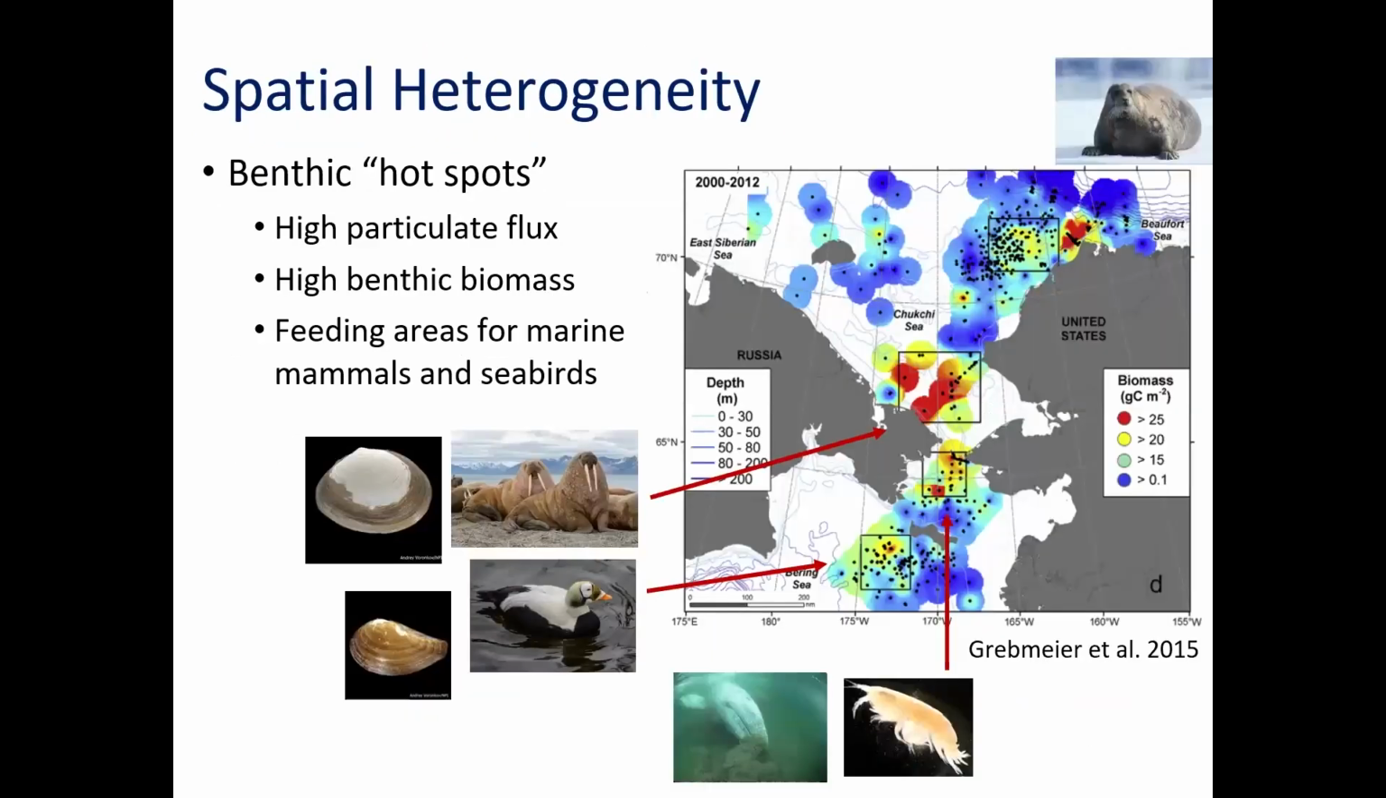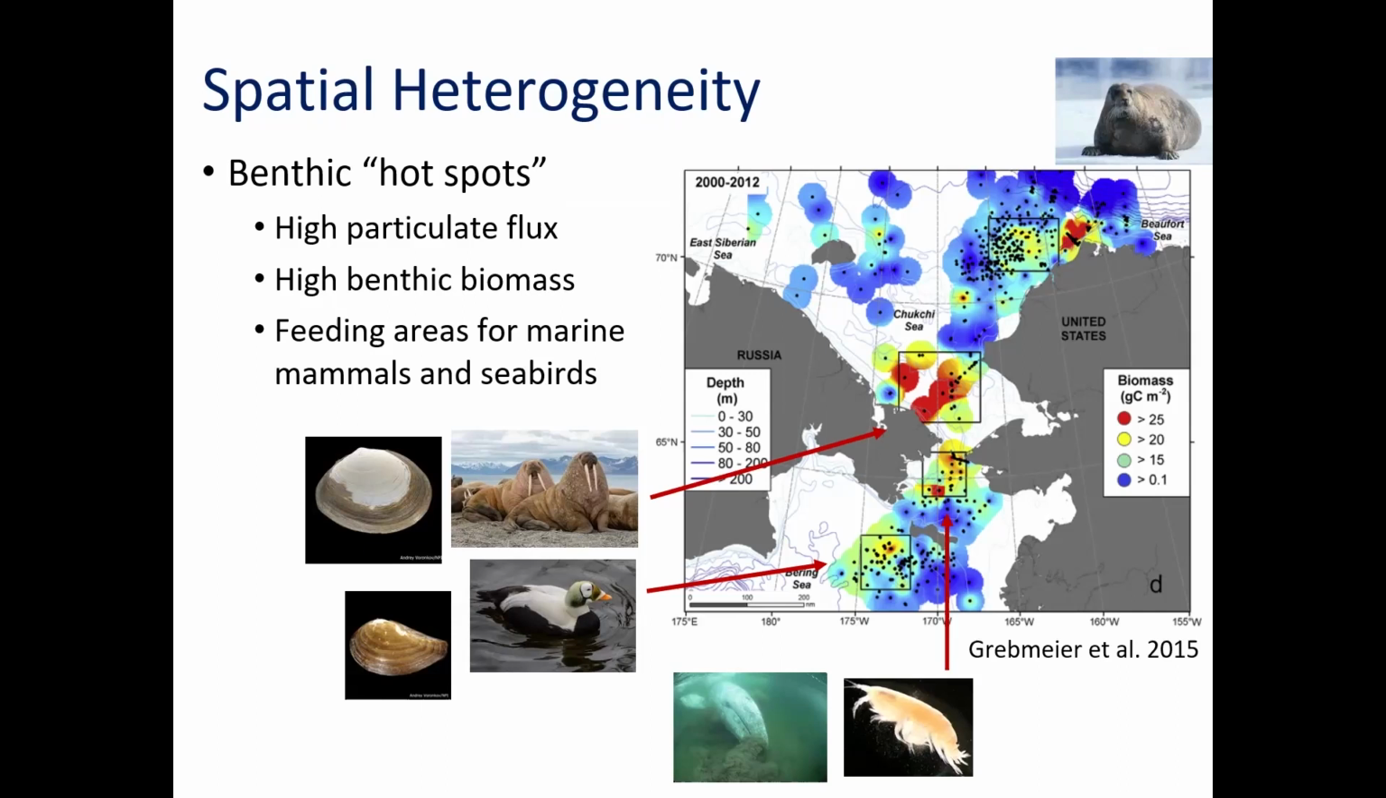So the result of this hydrography is a lot of spatial heterogeneity in the benthos across this system. And Jackie Grebmeier, who's been working in this region since the 1980s, is a pretty well-known benthic ecologist. She has been sampling some of the same areas pretty much throughout her career and has trained others to help her in that effort. So a lot of these are her data from, these are only from the early 2000s, but her data goes back to the 80s.